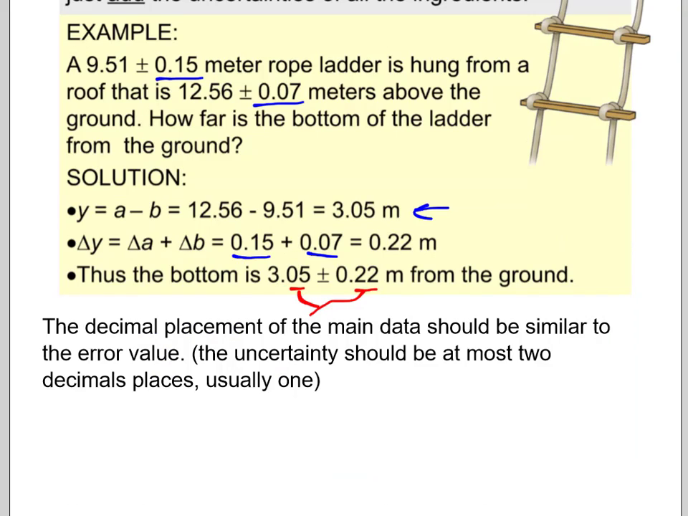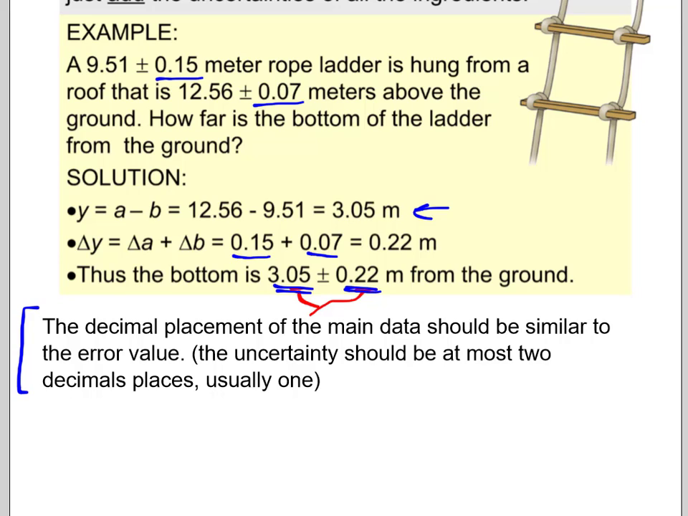Our overall or final result here is 3.05, which is just what we regularly would calculate, and then it's plus or minus the uncertainties. That uncertainty should cover any discrepancies or any possible variation. If we actually went out and measured this, we should find that all of our answers fit within that little range.